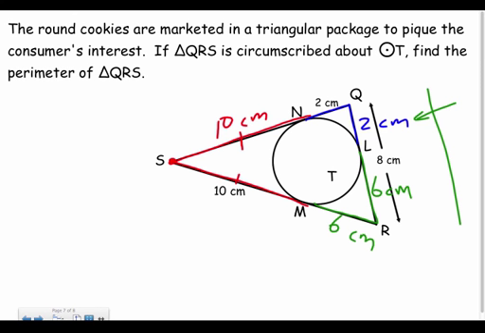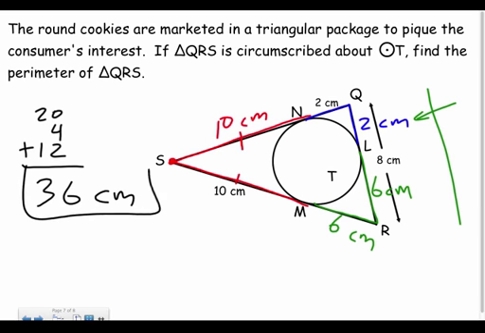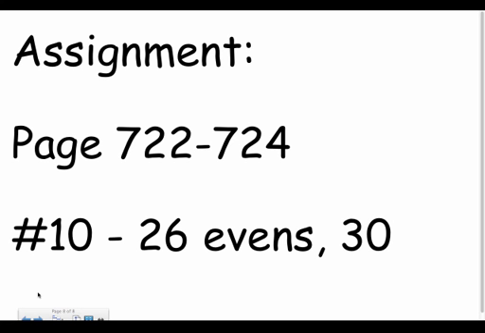And then I can just add them up. So 10 and 10 make 20, 2 and 2 make 4, 6 and 6 make 12. And if I add all those together, 20 plus 4 plus 12, that would give me 36 centimeters for the perimeter. So just applying our last theorem. All right, that's all you need to know about your tangent lines.